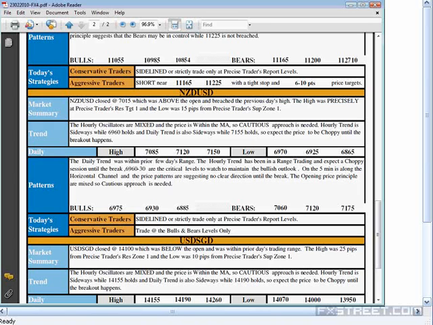Pattern-wise, the daily trend was within the prior few days' range. The hourly trend has been range trading, and we expect a choppy session until the break. As I told you, the market has been moving sideways, so we have to be extra careful, because we have to wait for the breakout to happen.